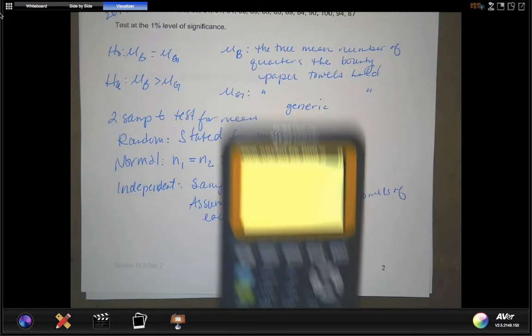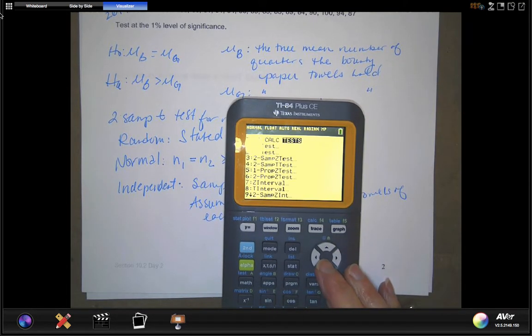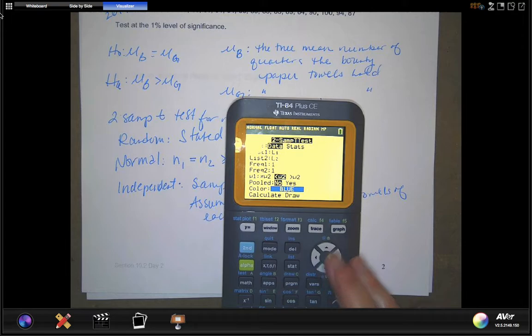I already typed those into my calculator, so they're already in my list. I'm going to go to stat tests. I'm doing a 2-sample t-test, so number 4. I'm going to use the data option. So I got my L1, my L2, my freqs just stay as 1. My HA says greater than. Always say no for pooled. The color's only relevant if you're going to draw it.